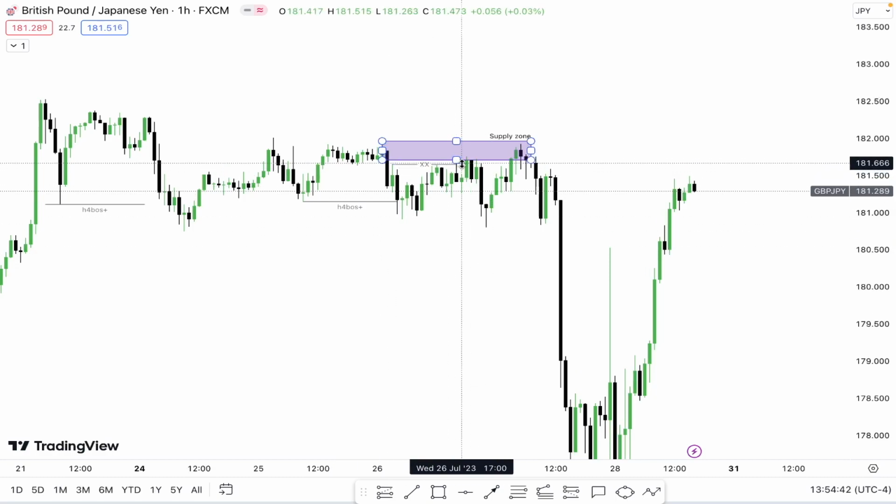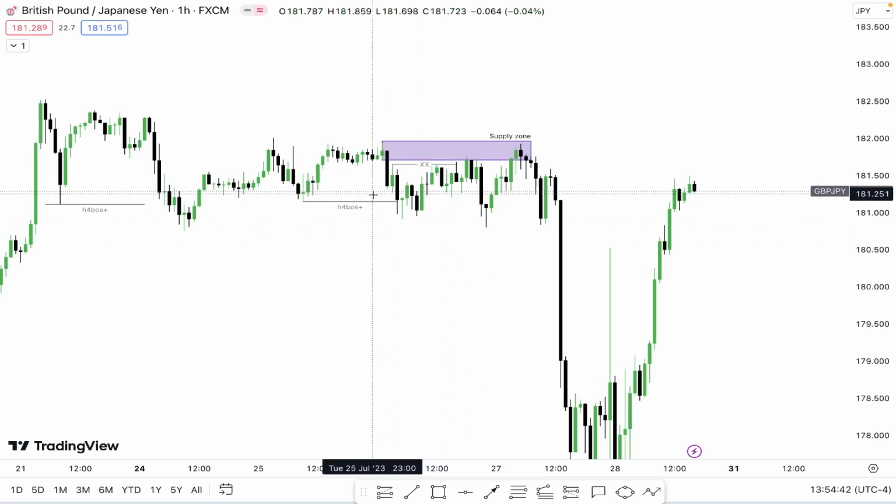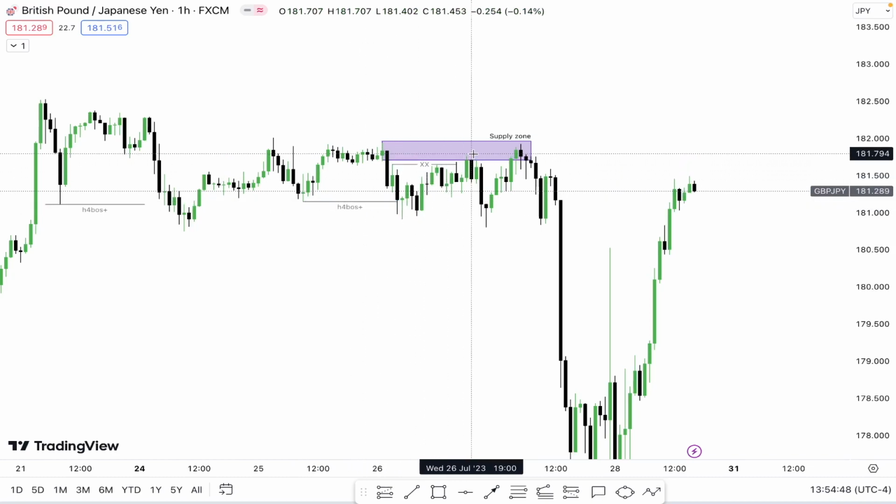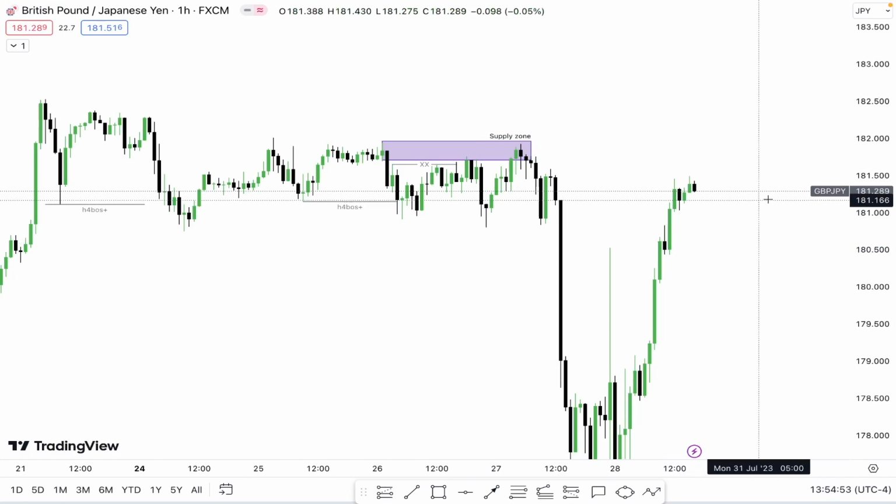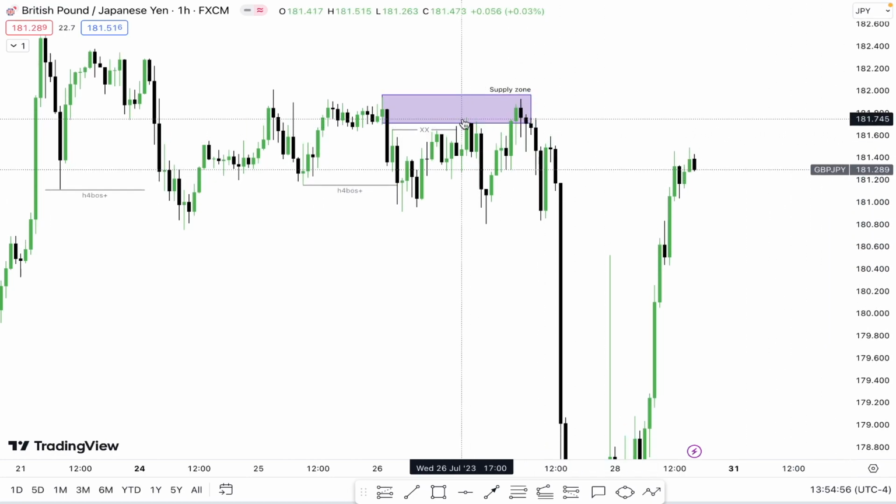So this liquidity was swept with this push. So this was my first confluence right here, this breaker structure. Now my second confluence was to come back up into this zone and to reject this zone, which is what you see right here. This wick right here was my confirmation of this zone being rejected.